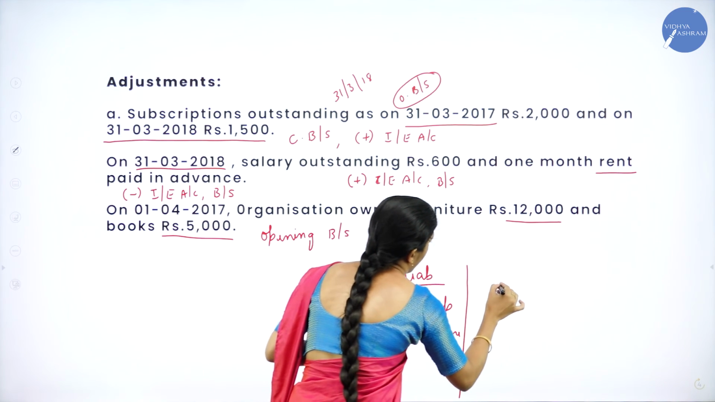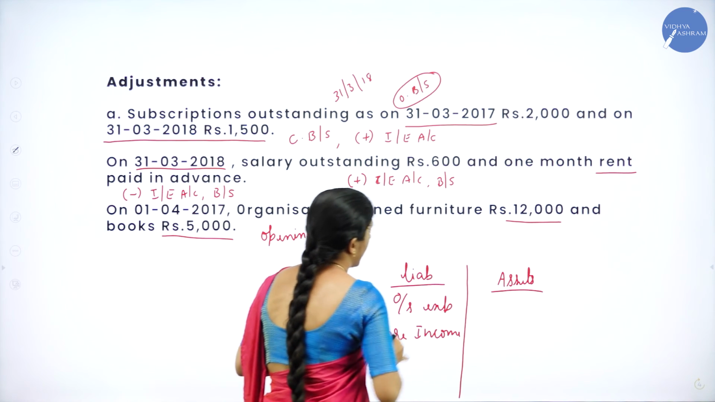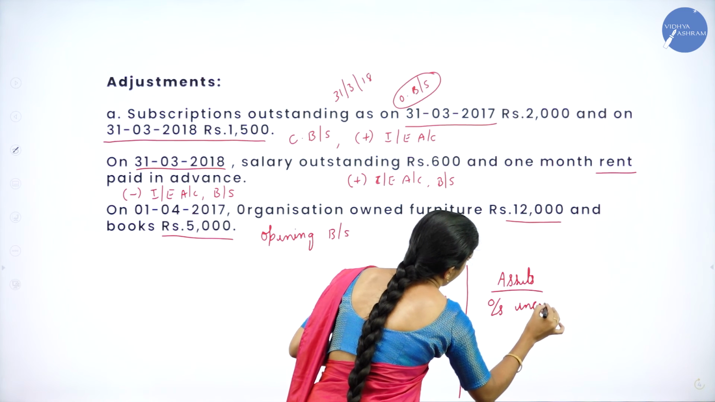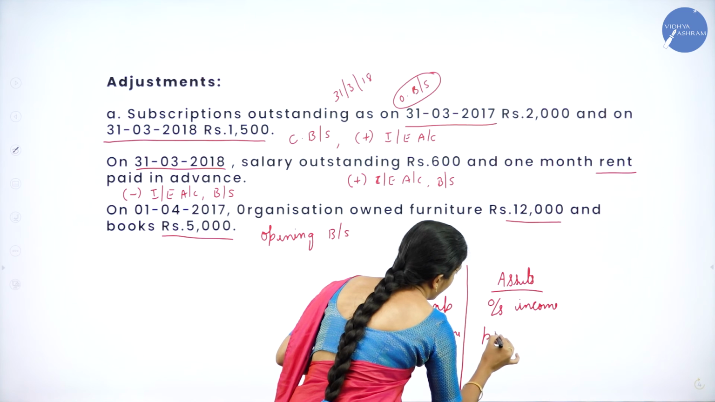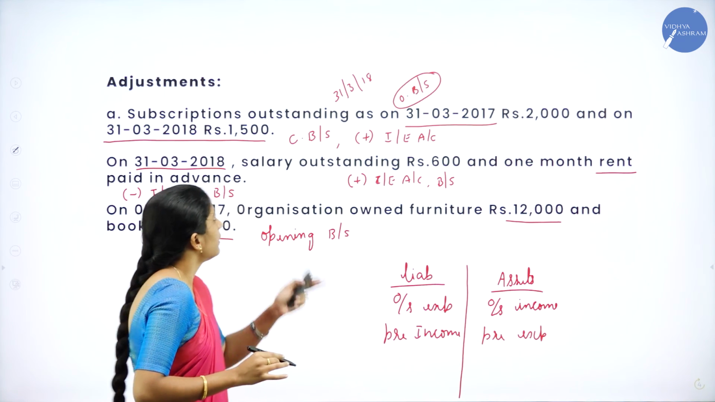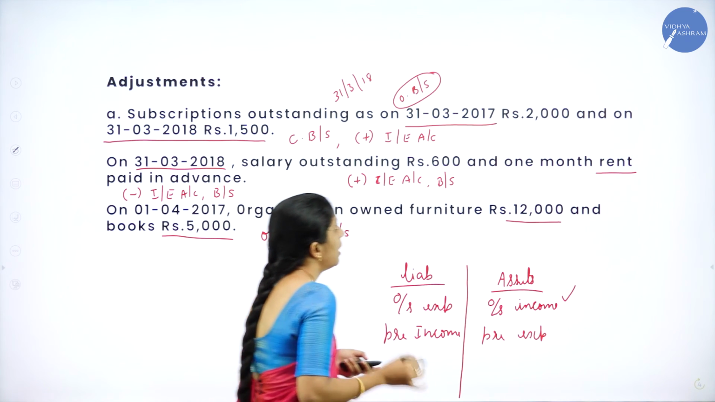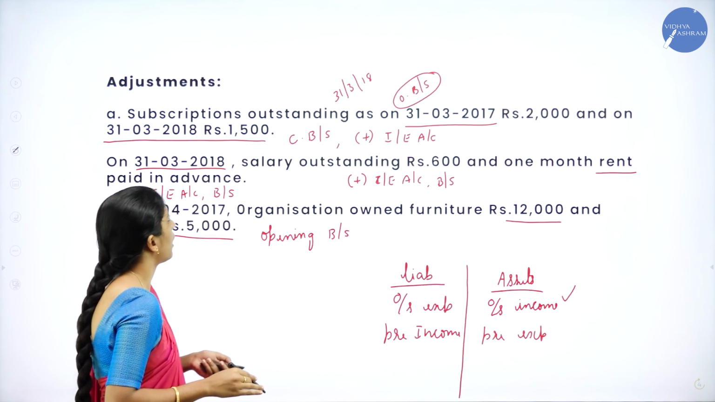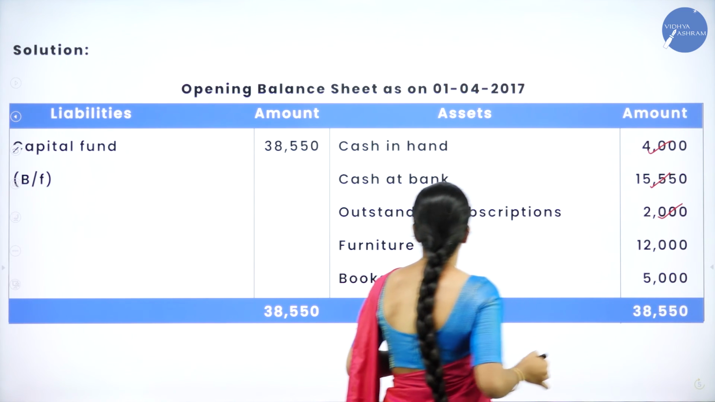whereas in the asset side, outstanding expenses is liability, then outstanding income is asset, prepaid income is liability, then prepaid expense is asset. Clear? Now outstanding subscription is what? Outstanding income. Outstanding income of the previous year has to be recorded in the opening balance sheet. How much? 2,000. So outstanding subscription 2,000.